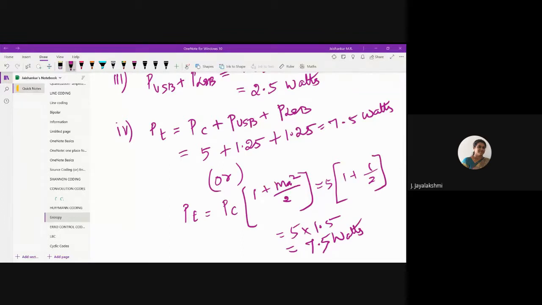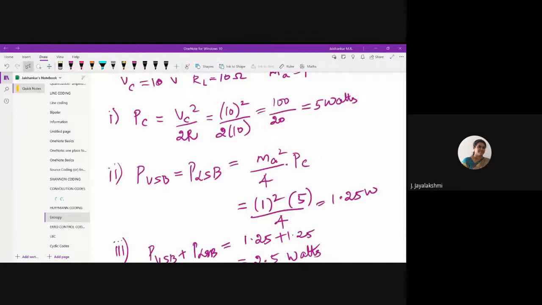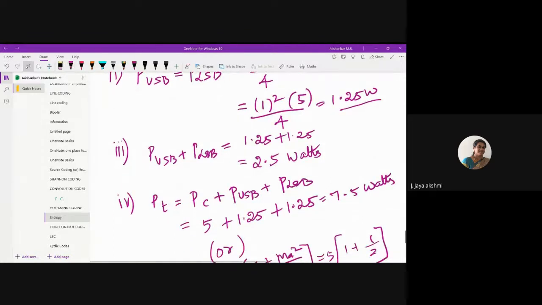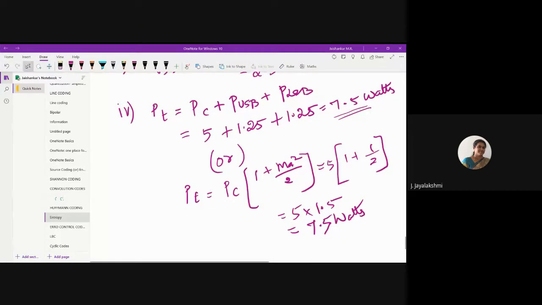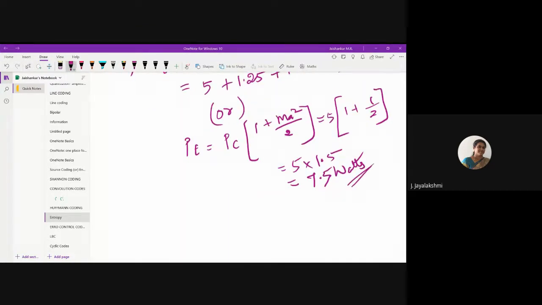So you can either go for finding the carrier power as the first step, then find the lower sideband and upper sideband powers, then add all the powers to give you the total power, or you can make use of this formula in calculating the total power. This will also work.